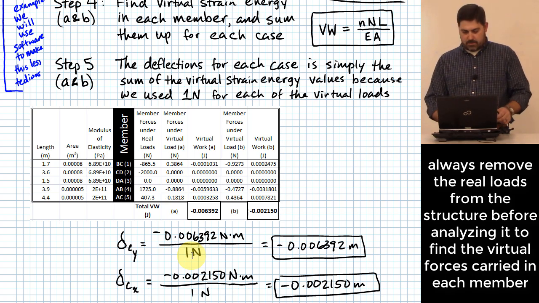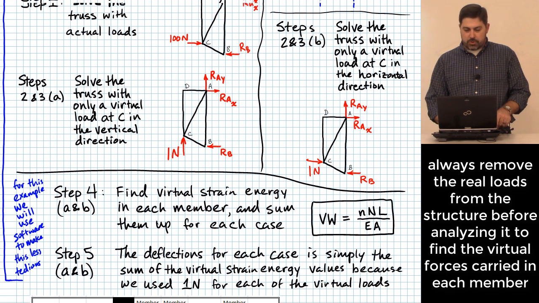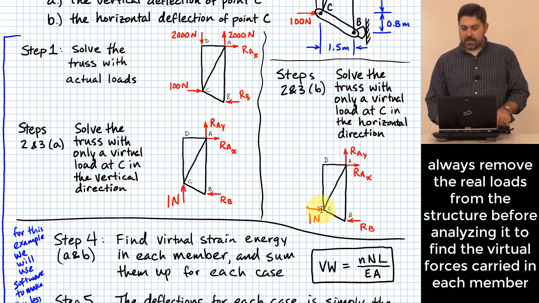So his question is, in our case, we ended up putting a virtual load horizontally at point C to do part B, right? And his question was, even though we already had the 100 Newton there, do we ignore that one and do this one instead? And the answer is yes. What you do for each of these virtual loads that you put on there is you remove all of the real loads when you get ready to do the virtual load, even if you have one there that's already going the direction that you wanted to find.